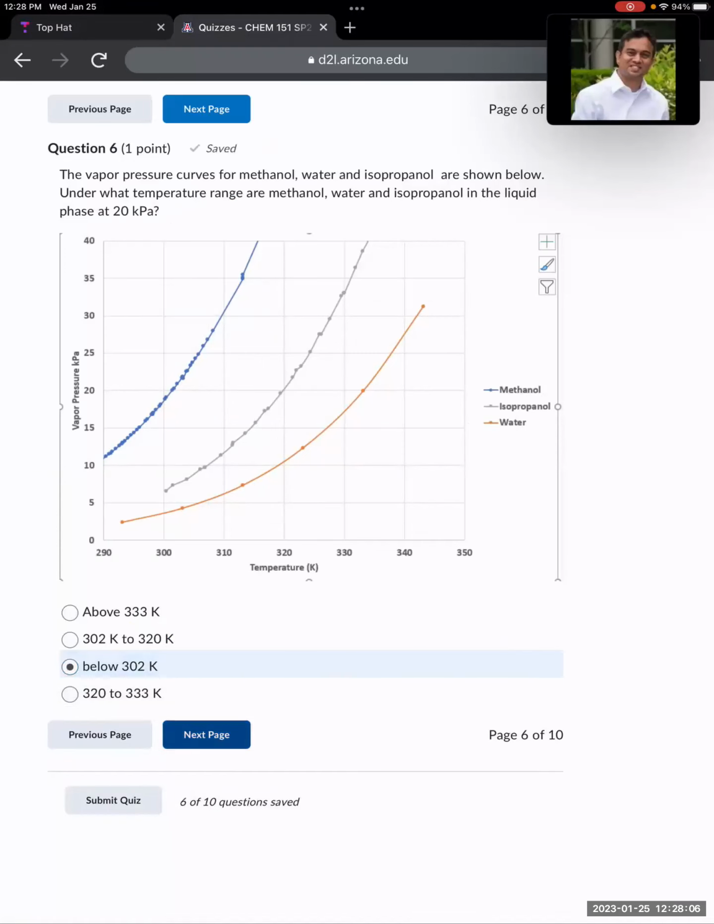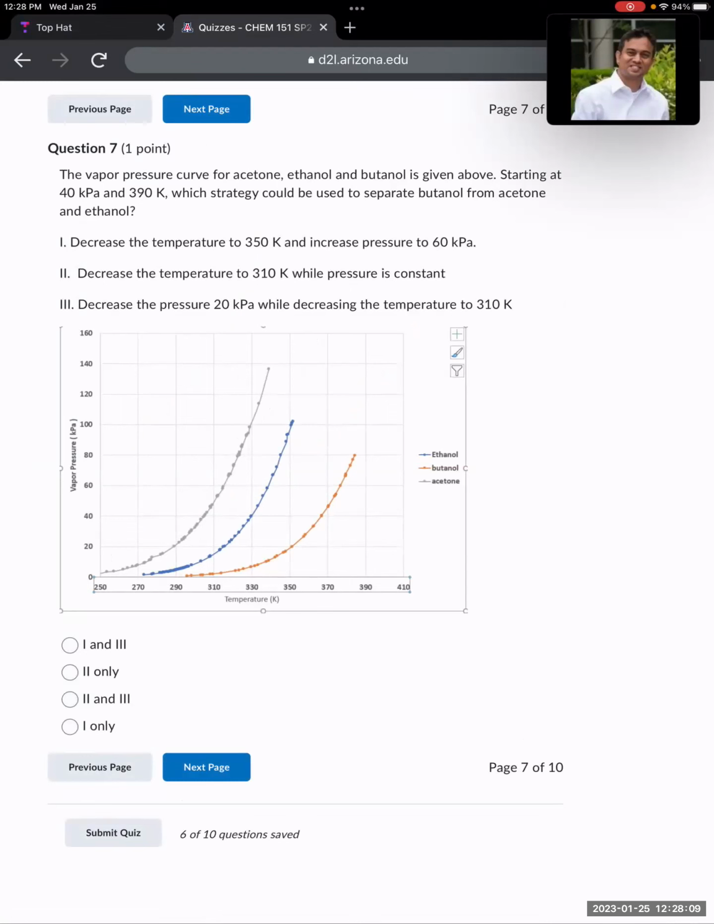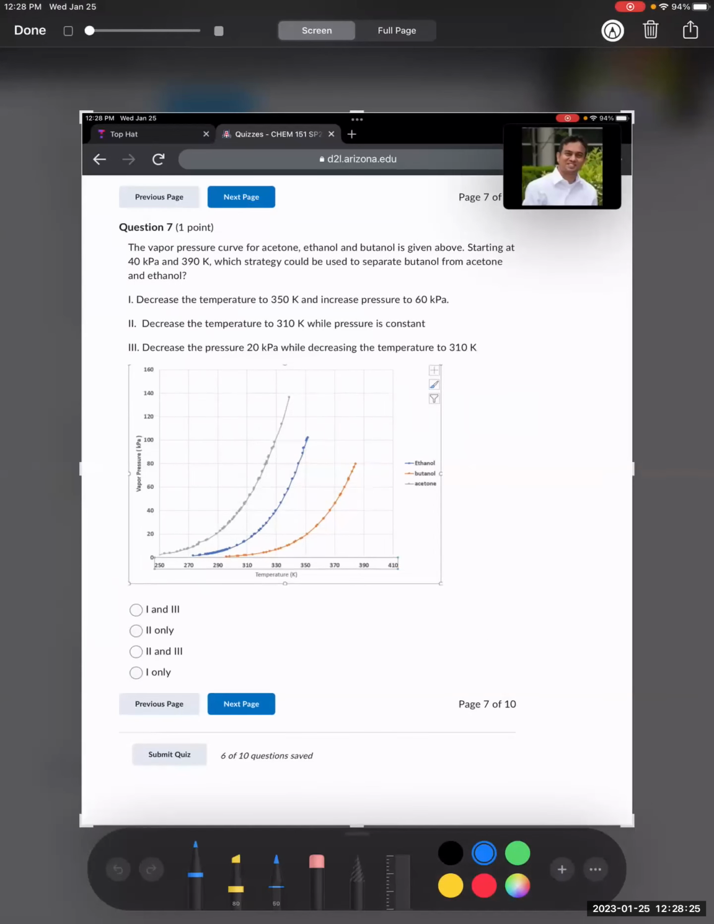All right. Moving on. The vapor pressure curves for substances are given, starting at 40 kilopascals and 390 Kelvin. Which strategy could be used to separate butanol from acetone and ethanol? All right, so we want to separate butanol, which is the orange curve, from acetone and ethanol. That means butanol should be in a different phase than ethanol and acetone. In other words, we need to be somewhere around here.